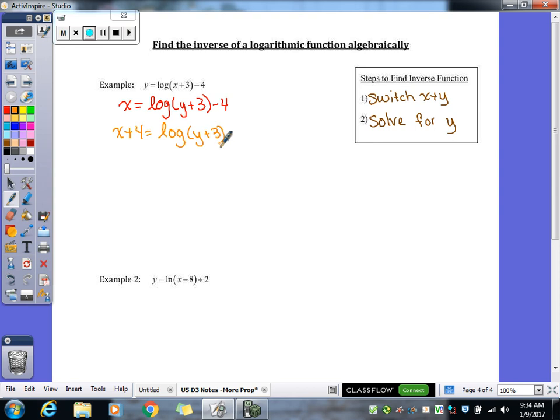Now I can't just subtract my 3 because it is attached to the y, which is why we have the parentheses there. So I'm going to take this out of log form. Remember, this is a base of 10 if there is no number written. So this is going to be 10 to the x plus 4 equals y plus 3, the base exponent answer. And now you can subtract your 3 over. So 10 to the x plus 4 minus 3 equals y. That's going to be our inverse there.